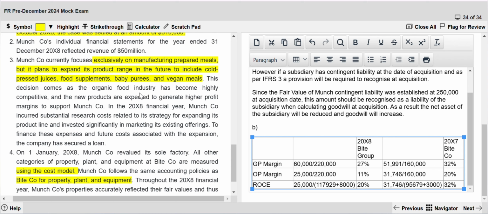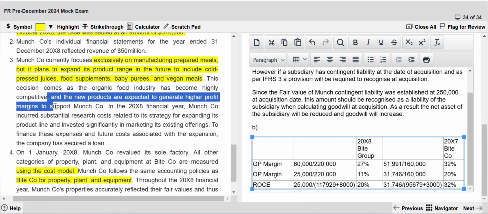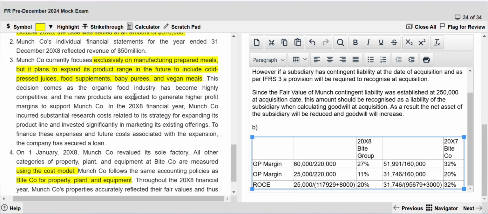ഓർഗാനിക് പ്രൊഡക്ട്സ്, പ്യുവർ വീഗൻ മീൽസ്. ദ ഓർഗാനിക് ഫുഡ് ബിക്കം ഹൈലി കോമ്പറ്റീറ്റീവ്. സോ ഹൈലി കോമ്പറ്റീറ്റീവ് ആകുമ്പോൾ നമ്മൾ എന്ത് ചെയ്തിട്ടുണ്ടാവും? വി വുഡ് ഹാവ് സോൾഡ് ഇറ്റ് അറ്റ് എ ലെസ് പ്രൈസ്. സോ സെല്ലിംഗ് പ്രൈസ് കുറയുമ്പോൾ മാർജിൻ കുറയില്ലേ? Correct? So we should write that it is highly competitive and the new products are expected to generate high profit margin to support Munch company, right?